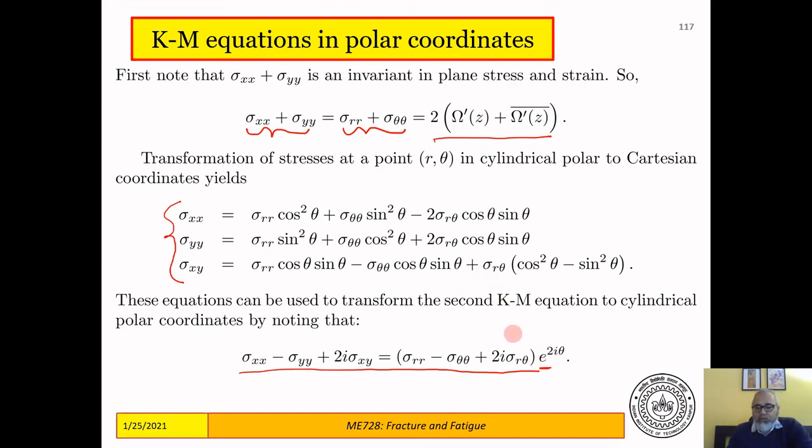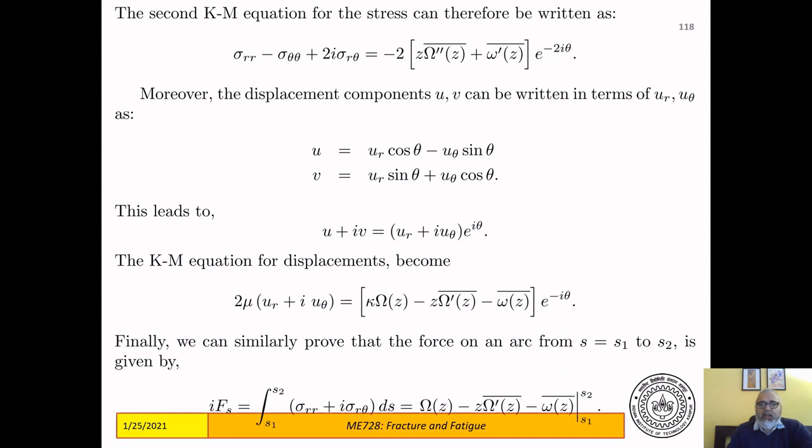This 2 should remind you of Mohr's circle, where you had to turn by 2 theta whenever you wanted a transformation by an angle theta, but that's a different story. So the first Km equation, for sigma xx plus sigma yy, remains unchanged in cylindrical polar coordinates because that involves the trace of the stress tensor. The second also remains unchanged except for this e to the power 2i theta. So we can take it to the other side and write it in the same way as the Cartesian, with e to the power minus 2i theta added.